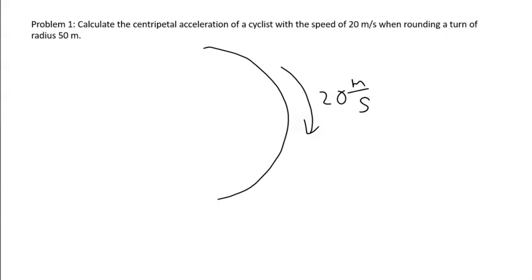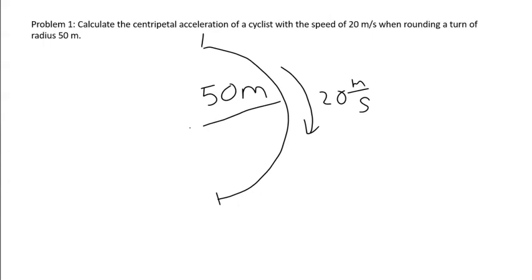Let's look at the simple example here. Calculate the centripetal acceleration of a cyclist with a speed of 20 meters per second when rounding a turn of radius 50 meters. So basically what this problem is about is that you have a cyclist doing this turn at a speed of 20 meters per second, and the radius of that turn is 50 meters. So to a good approximation, this turn can be taken to be as part of a circle. So what is the acceleration?